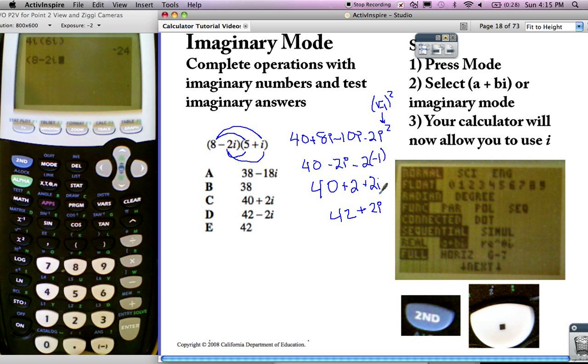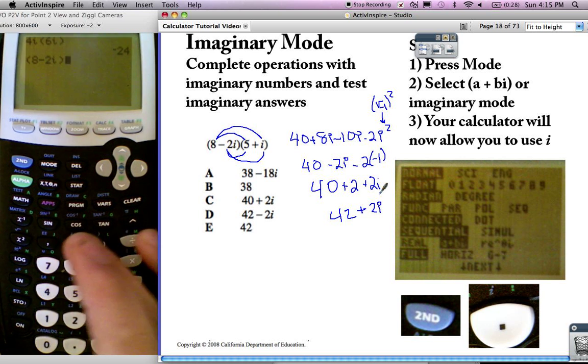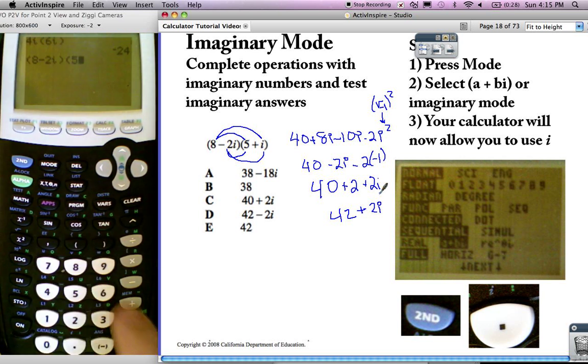Second decimal. I don't need to type times. The calculator understands.